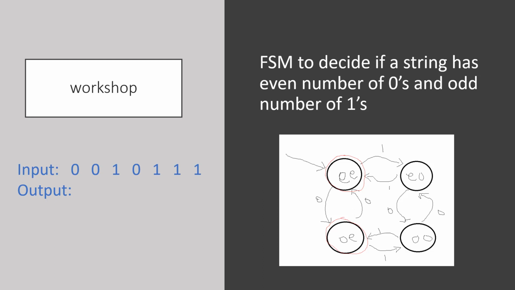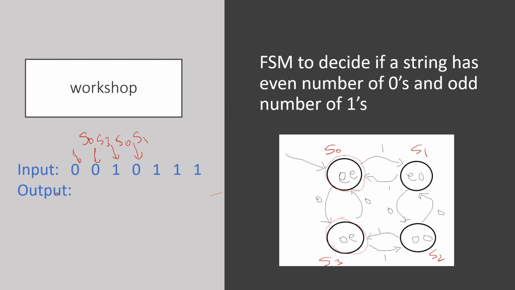So for example, let's say that this is S0, this is S1, this is S2, and S3. Let's start from S0. S0, if you see a 0, you're going to go to S3. S3, if you see a 0, you're going to go to S0. S0 and you see a 1, you're going to go to S1.